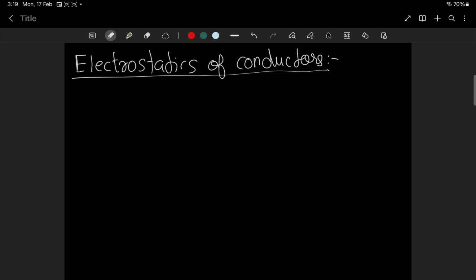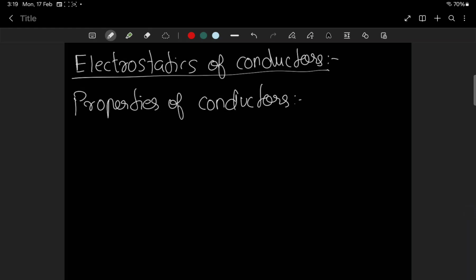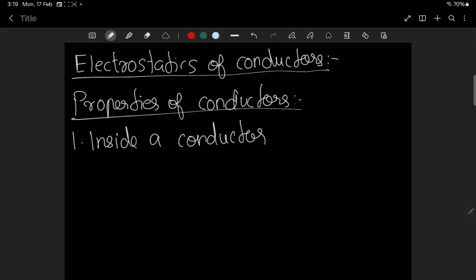Now we are going to learn about some properties of conductors. What are some important properties? The first property is that inside a conductor, the electrostatic field is zero.